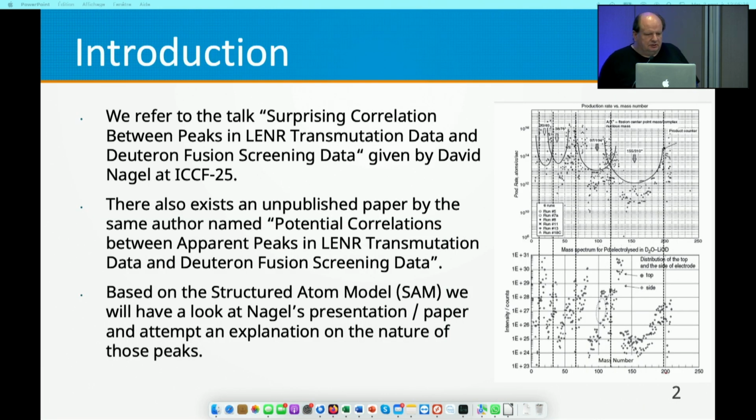Okay, introduction. At ICCF 25, David Nagel gave a talk about a surprising correlation between peaks in LENR transmutation data and deuterium fusion screening data. Based on the Structured Atom Model, SAM in short, the team has attempted an explanation for the nature of those peaks. I hope it satisfies David. We'll see.